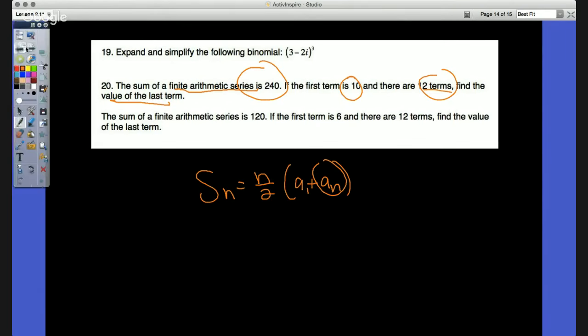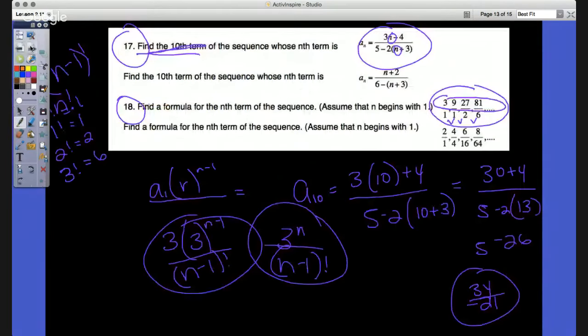Expand, we did one of those. And we did all of these. We did a lot of these here.